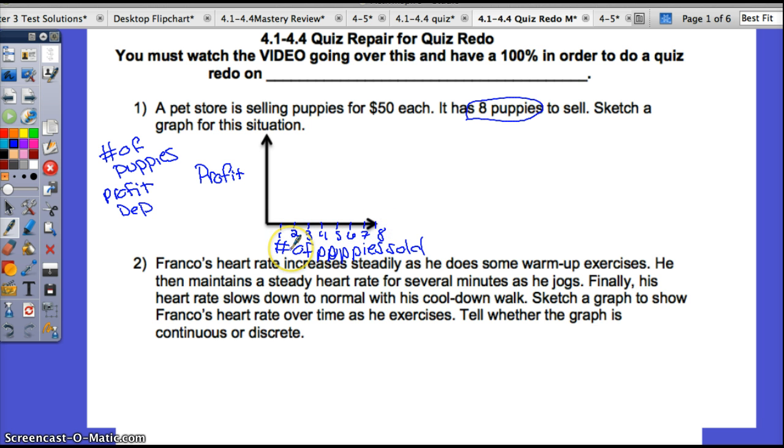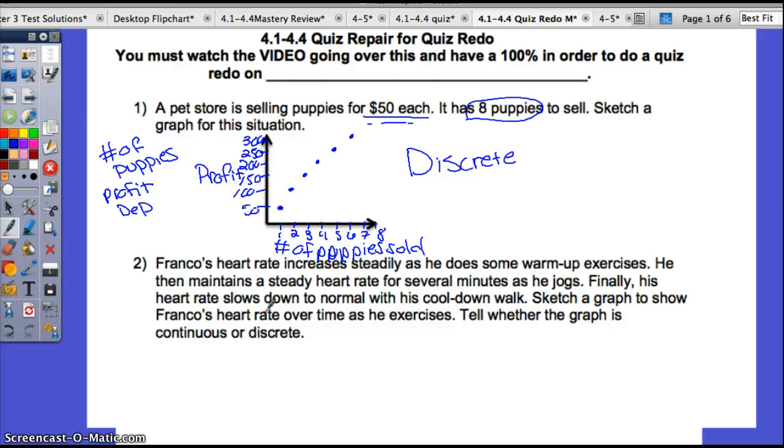Well, there's only 8 total puppies, so you can sell 1, 2, 3, 4, 5, 6, 7, or 8. And since you make $50 each, your profit could be 50, 100, 150, 200, 250, 300, and so on and so forth. So if you sell 1 puppy, it's $50, 2, 100, 3, 150, 4, 200, 5, 250, 6, 300. And you would not want to connect them. You'd want to keep it discrete because it's a specific number. Anytime it's a specific number, it's going to be discrete.